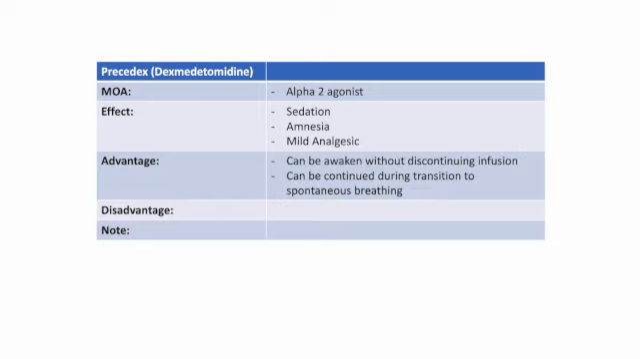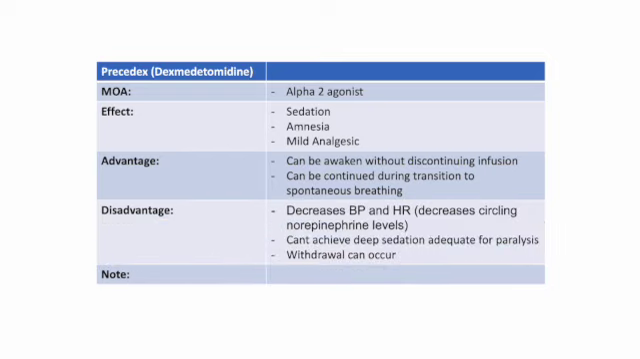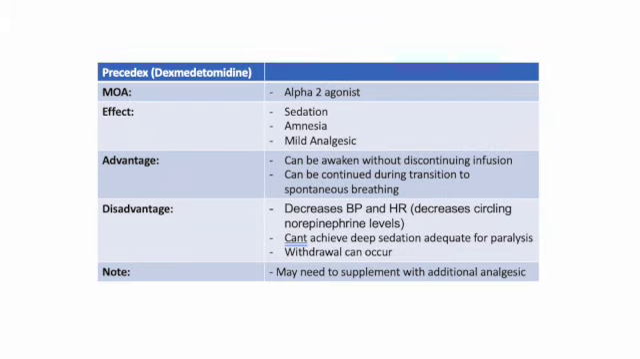So what are the disadvantages of Precedex? The two big disadvantages are, one, there's a decrease in both blood pressure and heart rate. The other disadvantage is that Precedex, while it does achieve a moderate amount of sedation, you can't achieve deep enough sedation for things like paralysis. So if you need deep sedation, you're better off using propofol. And as a brief note, while Precedex does have a mild analgesic effect, it may not be sufficient for patients with high levels of pain, for example, a post-operative patient. In these patients, in addition to Precedex, you will likely have to supplement with something like fentanyl. So in summary, Precedex is the preferred sedative agent in the ICU.